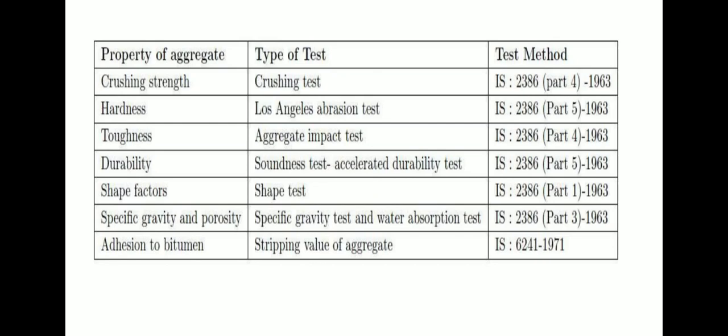For specific gravity and water absorption, or porosity, the specific gravity test and water absorption test are to be done, suggested in 2386 Part 3 of 1963. And for adhesion to bitumen, the stripping value test of aggregate given in 6241 of 1971 is to be done.